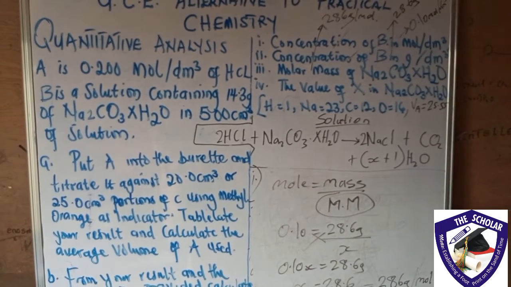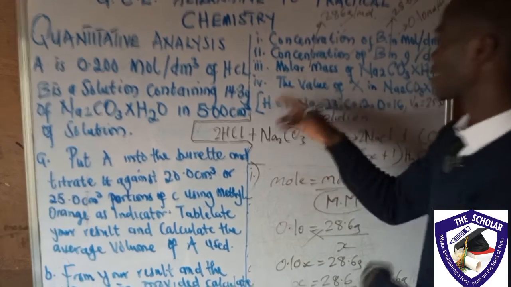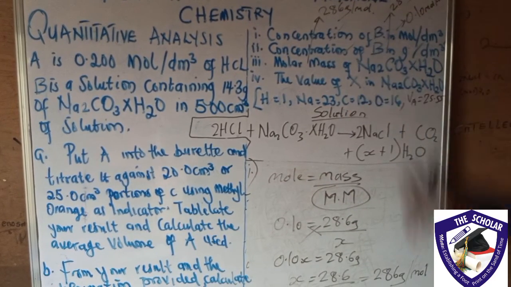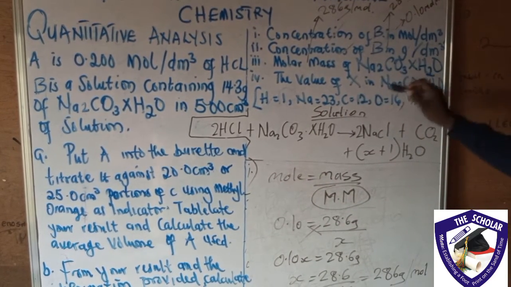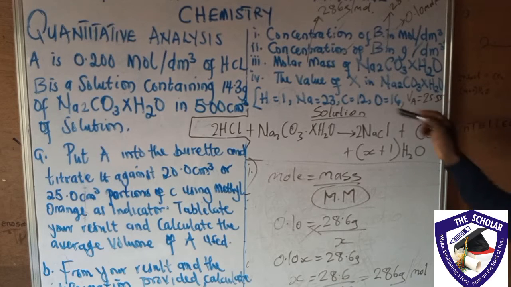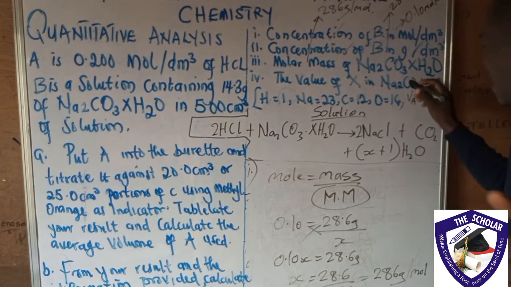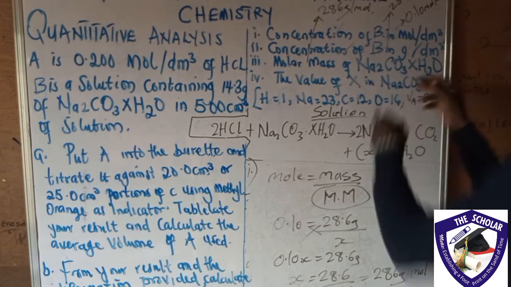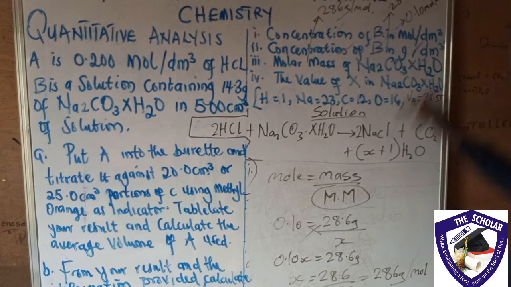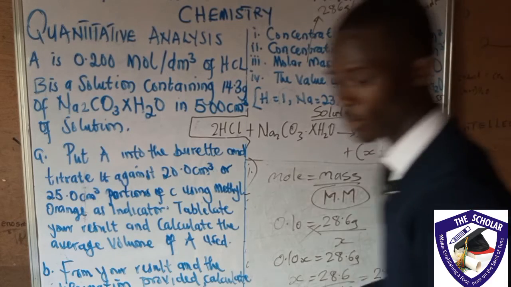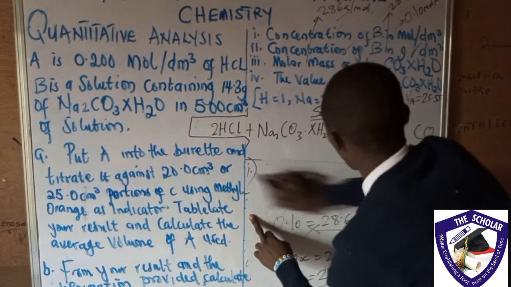Now let's go to the last question, which is the fourth question. The question says we should calculate the value of X in this compound, Na2CO3·XH2O. You will agree with me that this kind of equation is very abnormal. So we want to calculate the value of X. Why are we having X here? So we want to calculate the value of what? The value of X.